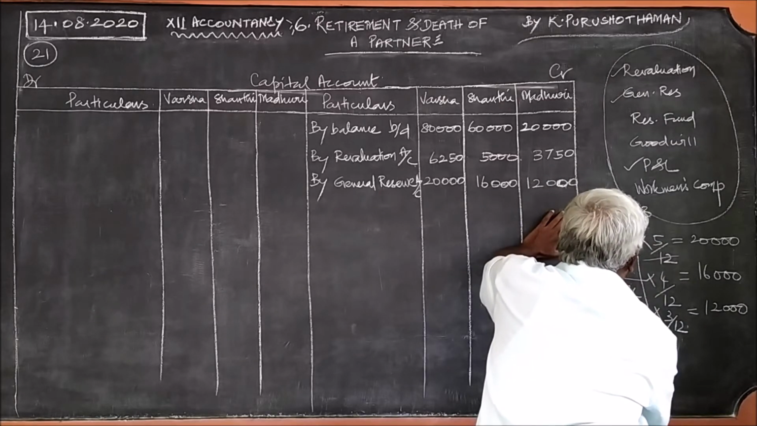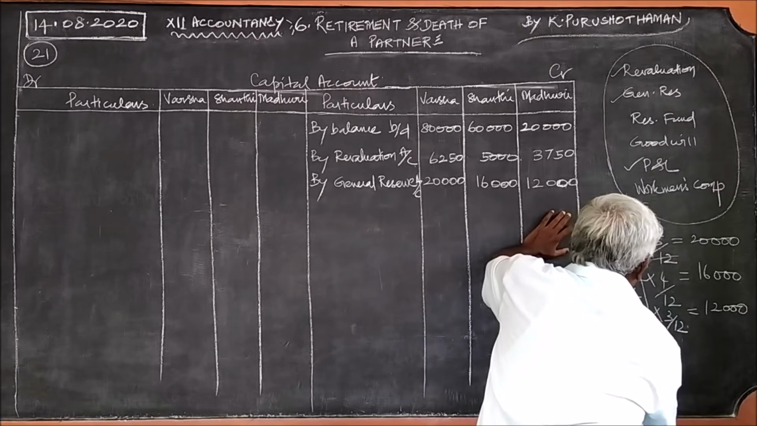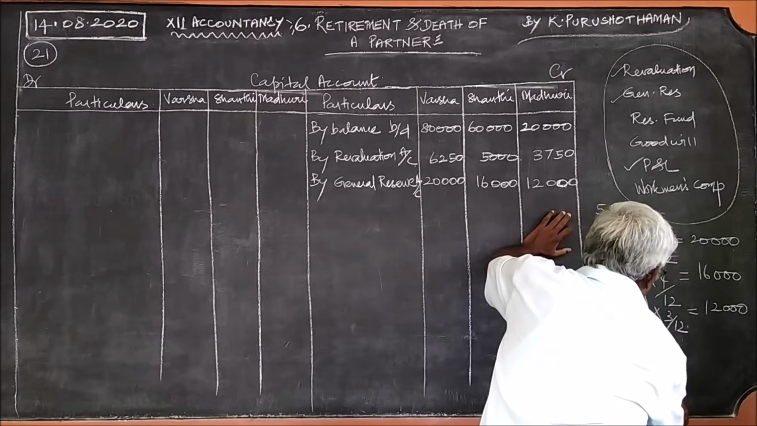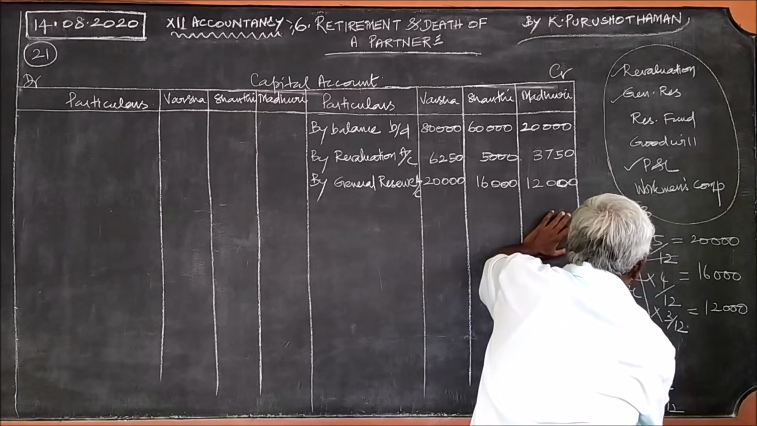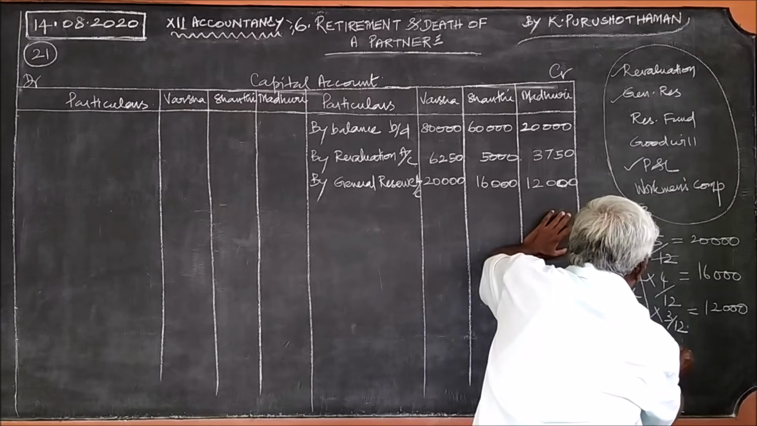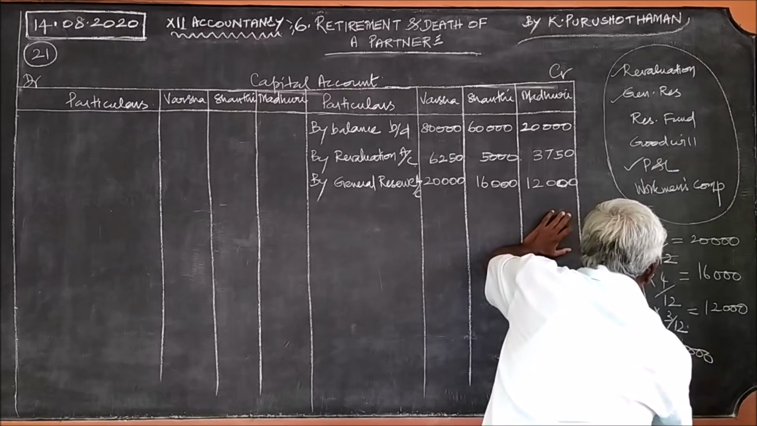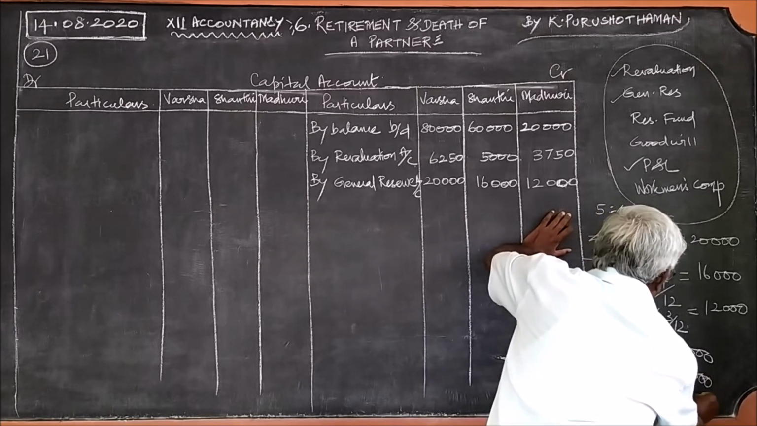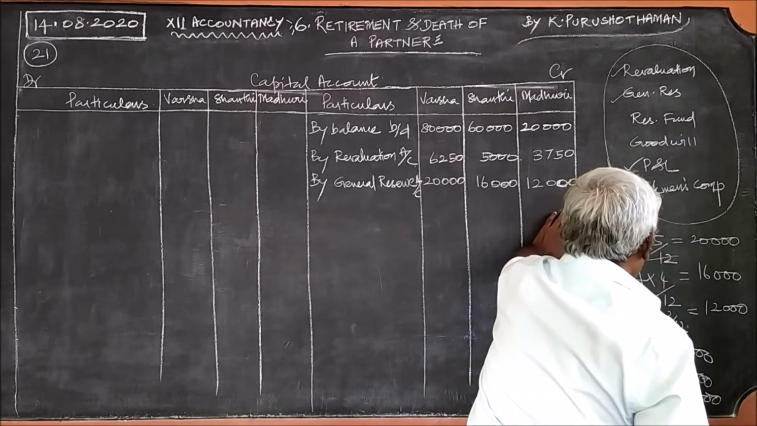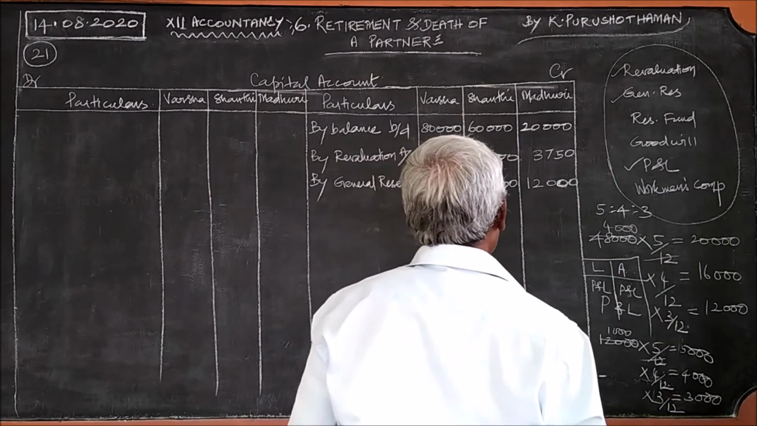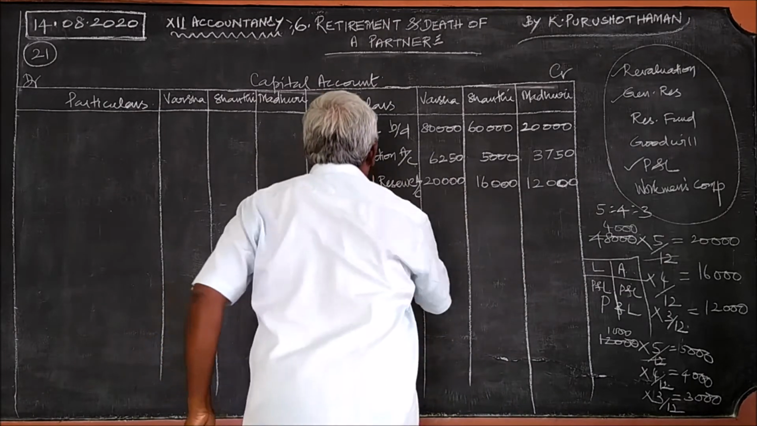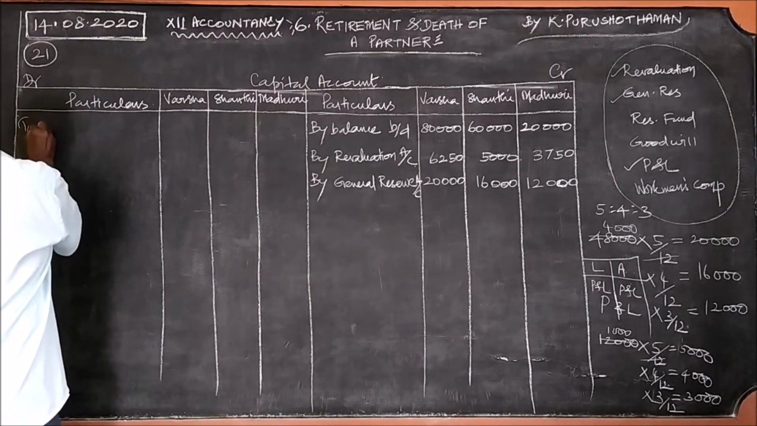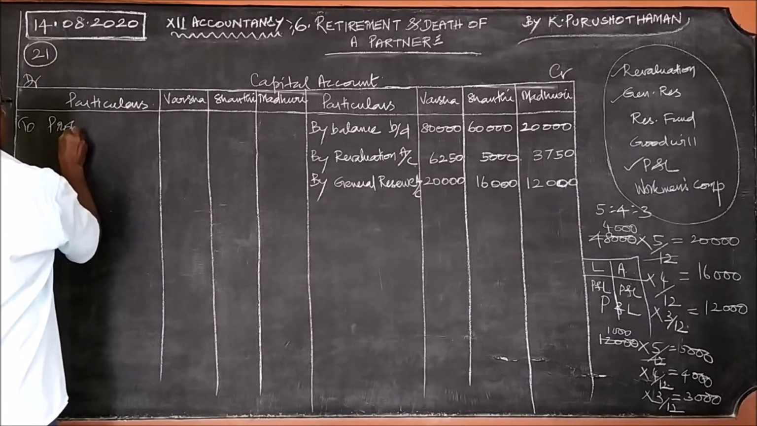12,000 into 5 by 12, into 4 by 12, into 3 by 12. If you simplify this, 1,000 into 5 is 5,000, 1,000 into 4 is 4,000, and 1,000 into 3 is 3,000. So 5,000, 4,000, 3,000. It is loss. If it is profit, we can write on the credit side. Since it is loss, we should write on the debit side of the profit and loss account.